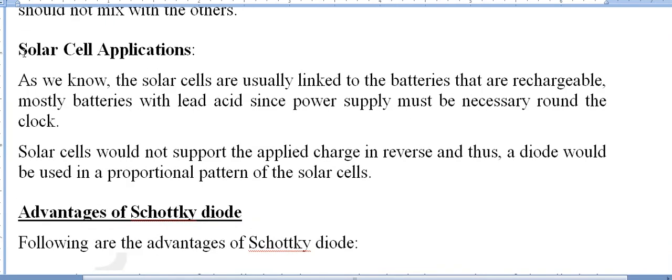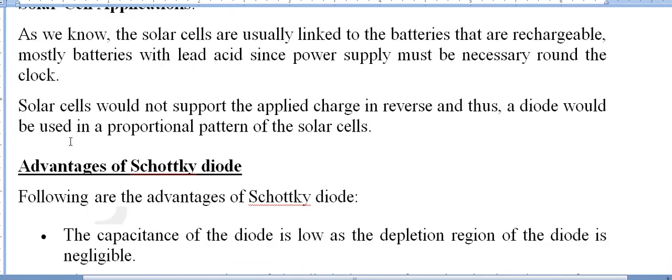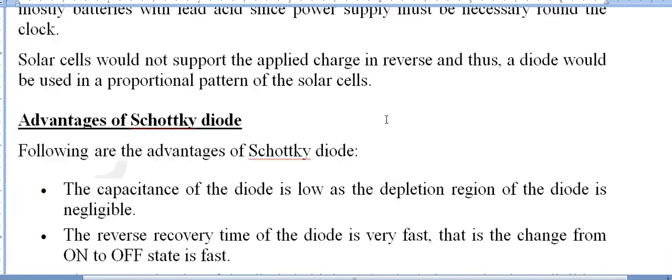Next application is the solar cell application. As we know, the solar cell is usually linked to rechargeable batteries, mostly lead acid batteries, since power supply must be available around the clock. A solar cell would not support the applied charge in reverse, and thus a diode would be used in series with the solar cells.